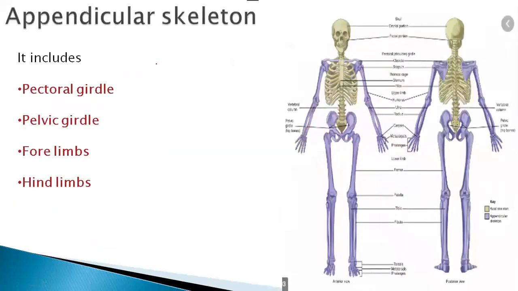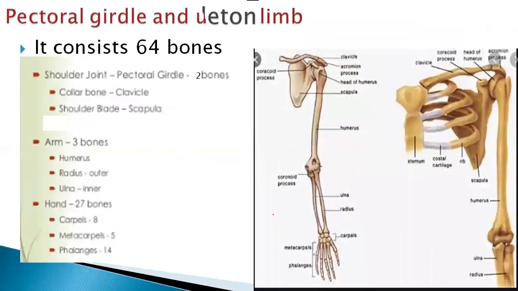Let's talk about the appendicular skeleton. It includes the pectoral girdle, pelvic girdle, forelimbs and hind limbs. You can see the bluish one. This upper portion is called the pectoral girdle, the shoulder bones, and these are called forelimbs. And this is called the pelvic girdle, and these are called hind limbs. So you can see different categories of them.